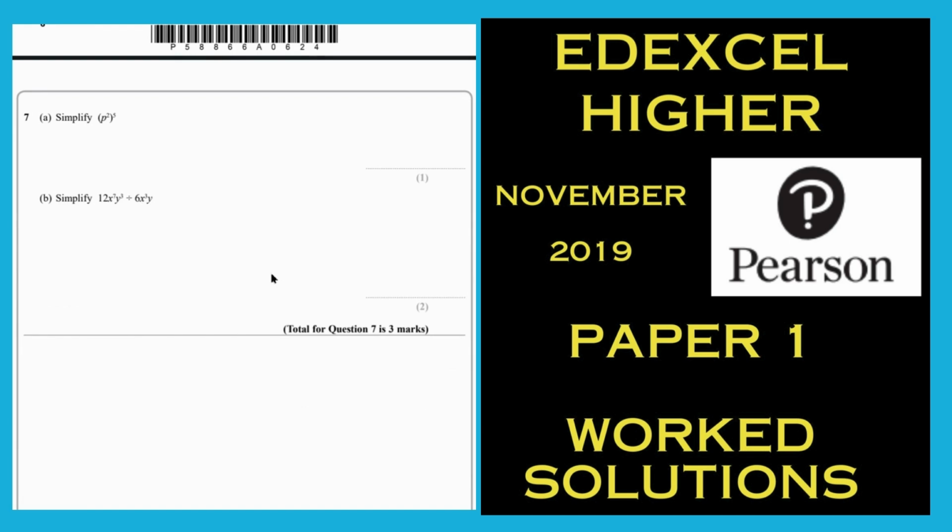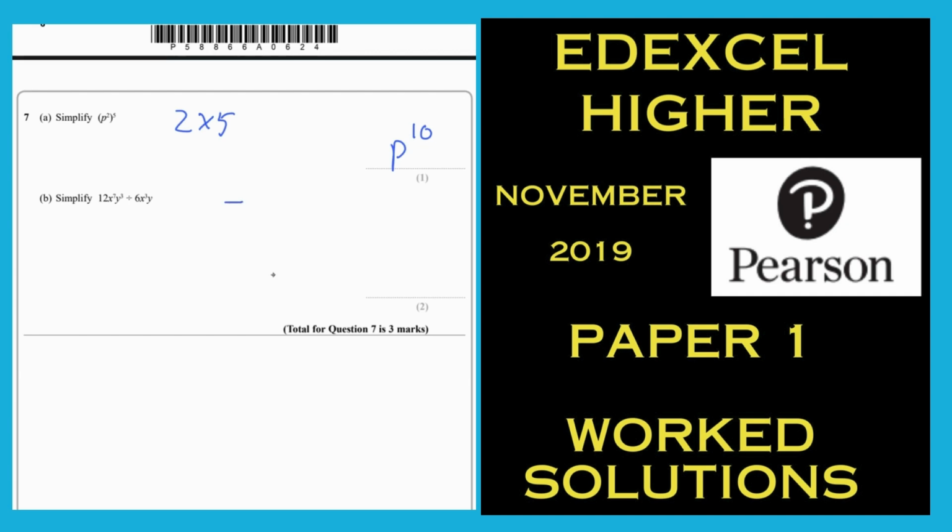When you've got power to a power, this is the situation where the powers are multiplied. P to the power of 10. Here we're dividing, so for the letters, you are subtracting the powers.